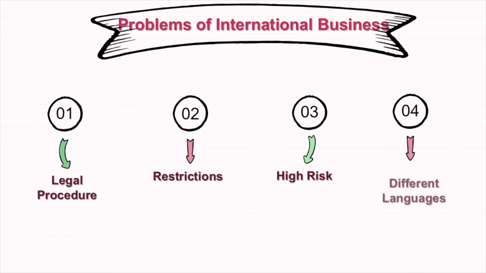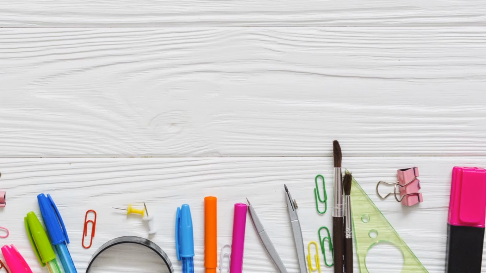The fourth is the different language. Different languages are spoken and written in different countries. Traders must appoint someone who can read and understand the foreign language to read the price list, terms, and conditions of trade, etc. So these are the problems one faces while trading in international business.